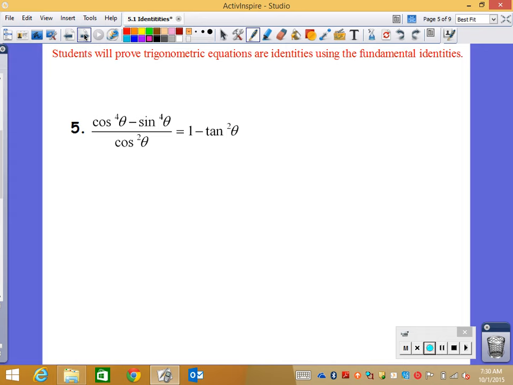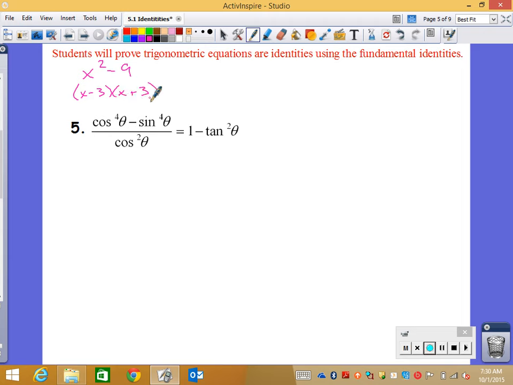Oh, that one looks a little messy. You'll notice you have this cosine to the fourth minus sine to the fourth. For this chapter, whenever you have cosine to the fourth minus sine to the fourth, that's always going to be a difference or a sum of perfect squares. Remember, if I had x squared minus 9, it's a difference of perfect squares. That factors into x minus 3, x plus 3.